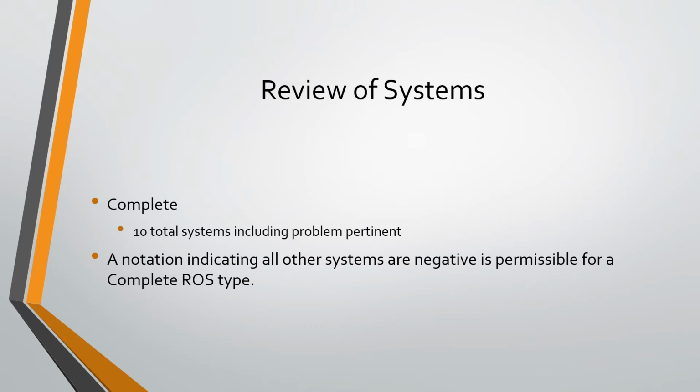For a complete examination, you need to be referencing 10 total organ systems, including what they came in for. A notation indicating all other systems are negative is permissible, and with that, CMS is assuming that you have gone through a complete review of systems and asked all of the relevant questions. From an education standpoint, I prefer that you explicitly state what systems you have inquired about, because it reassures me that you have done an appropriate review of systems, and it lets me know if you are asking the proper questions.